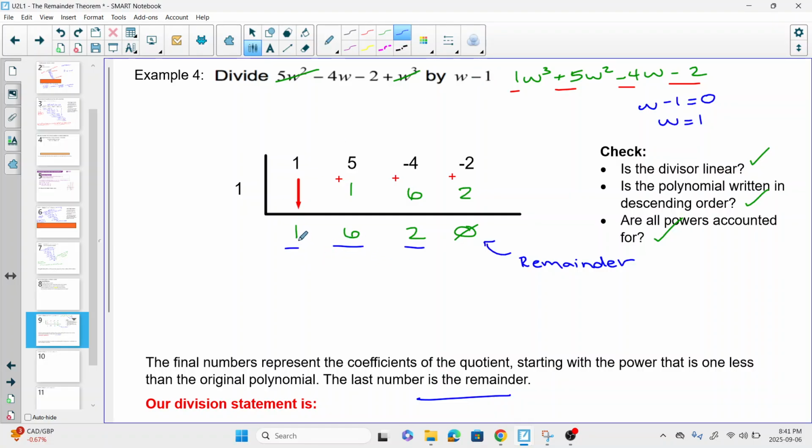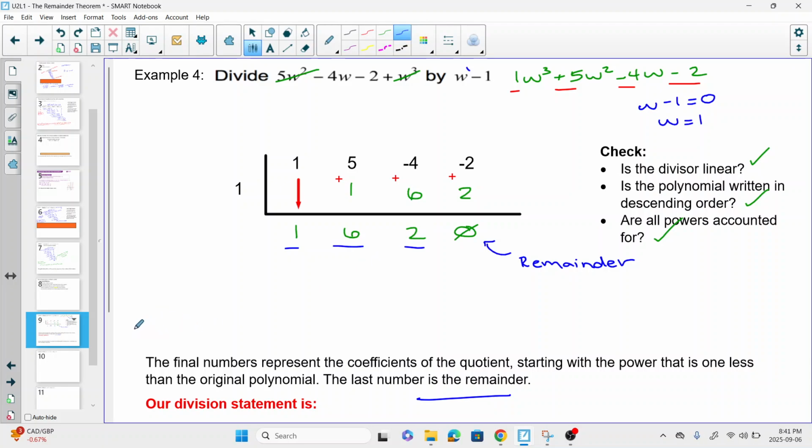would be w squared plus 6w plus 2, and the degree of the quotient will always be obviously 1 less than the original polynomial because we only divided out a linear, or a degree 1. So if we divide a degree 1 out from a degree 3, then we're going to be left with a degree 2. We've only divided out one of those degrees. So let's write this as a division statement.